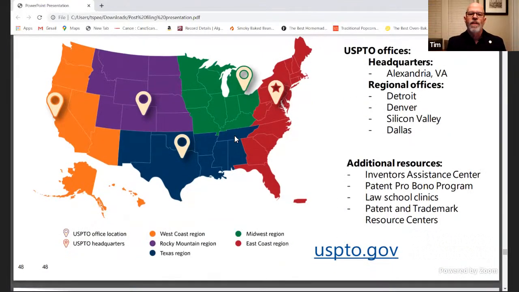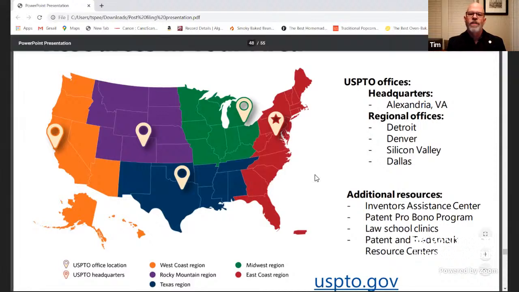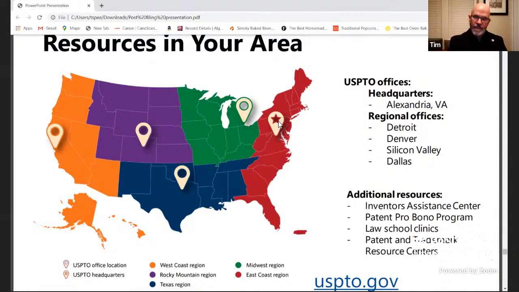Here, we just want to touch again on the regions. I think we talked about what all the regions are and where we are. The headquarters is here in Alexandria. I moved to Detroit in 2019. I lived in DC and worked there for a long time, but I'm originally from Michigan, and I wanted to move here to be closer to family.